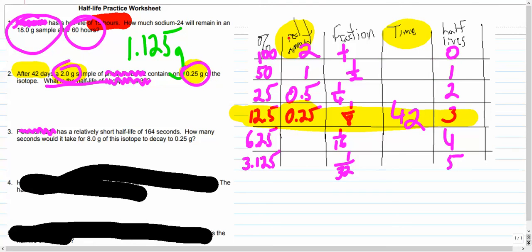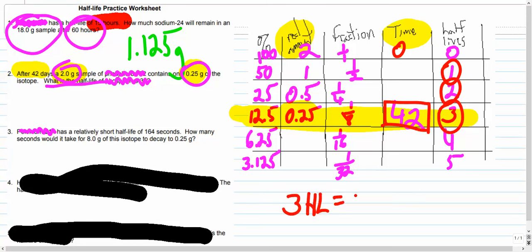If we say, all right, so if time was 0, and then we went 1, 2, 3 half-lives. If 3 half-lives is 42 days, so let me write that. 3 half-lives is 42 days. How do I figure out what 1 half-life is? Well, how do you get rid of a multiplied 3? You divide by 3. So if I divide this side by 3, it cancels out. And if I divide this side by 3, I get 14.